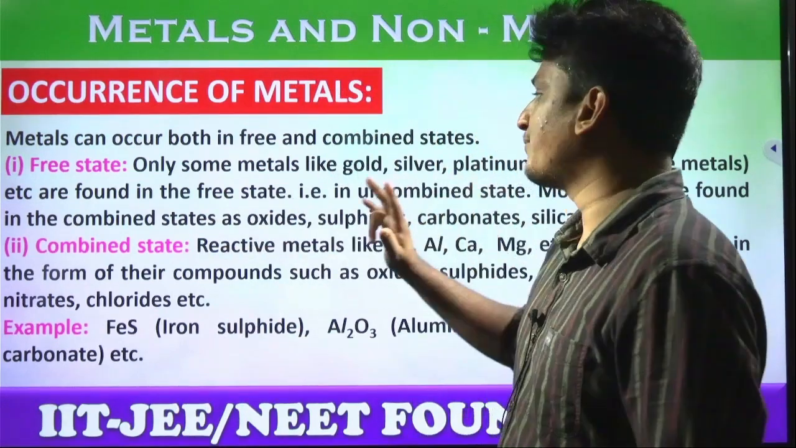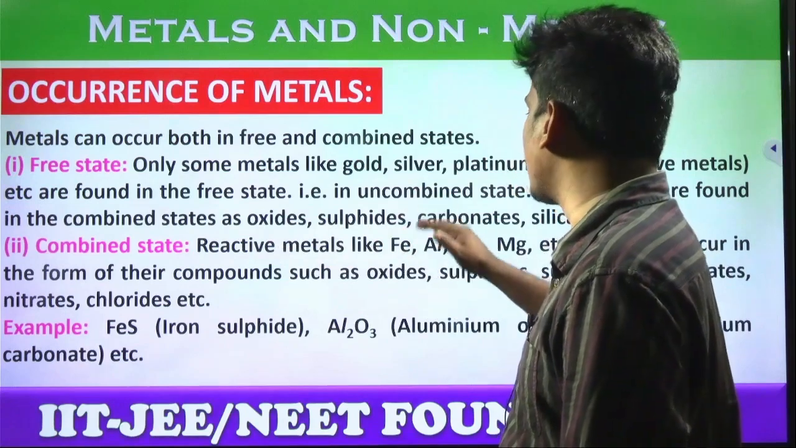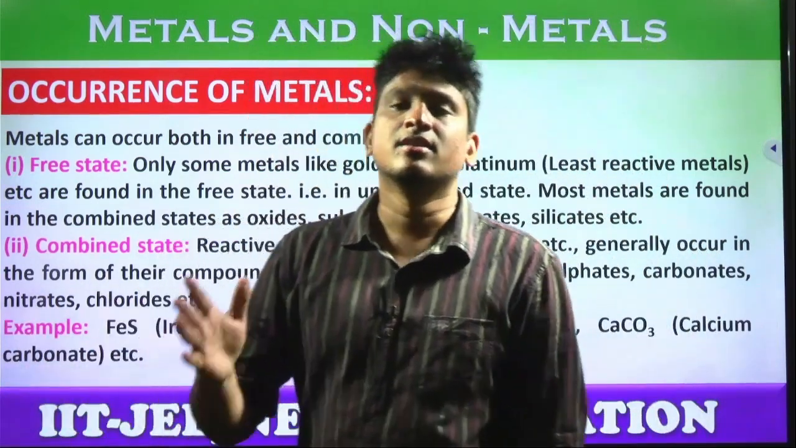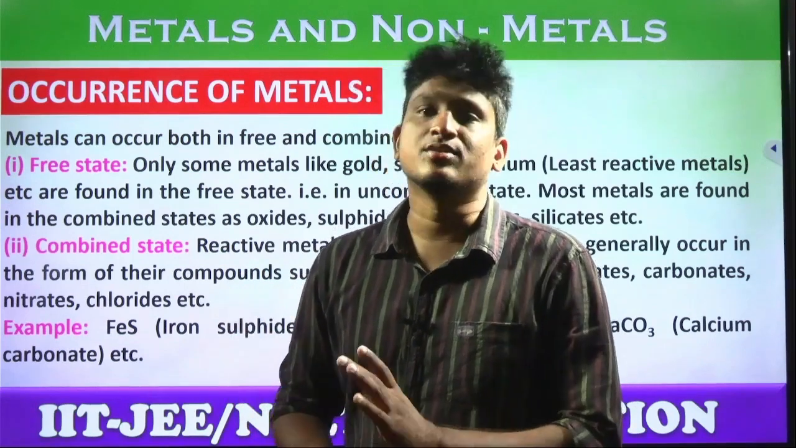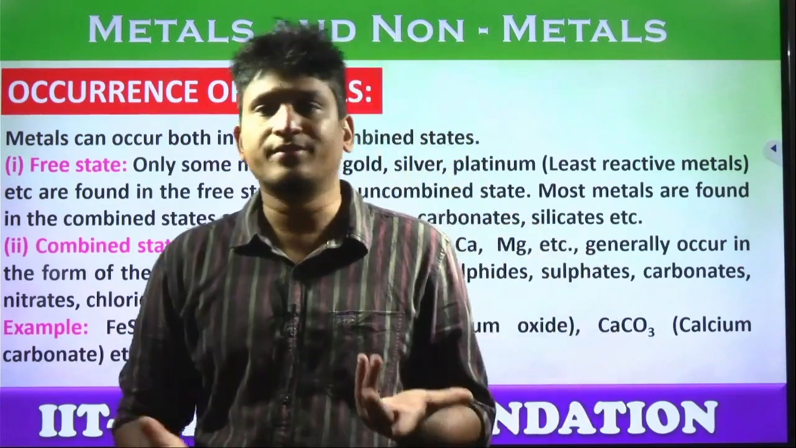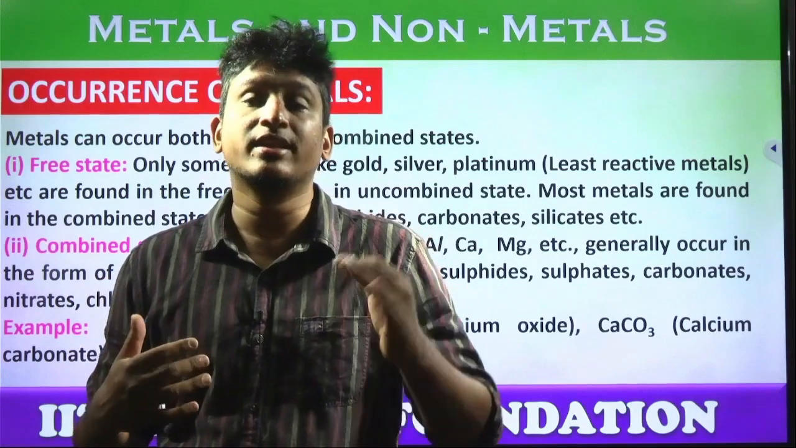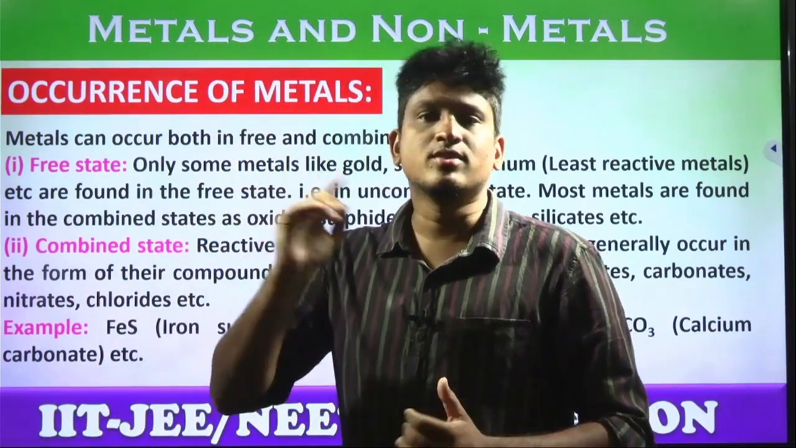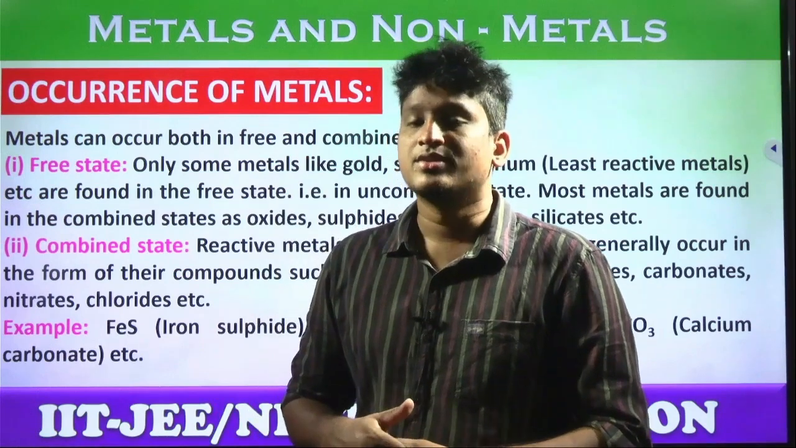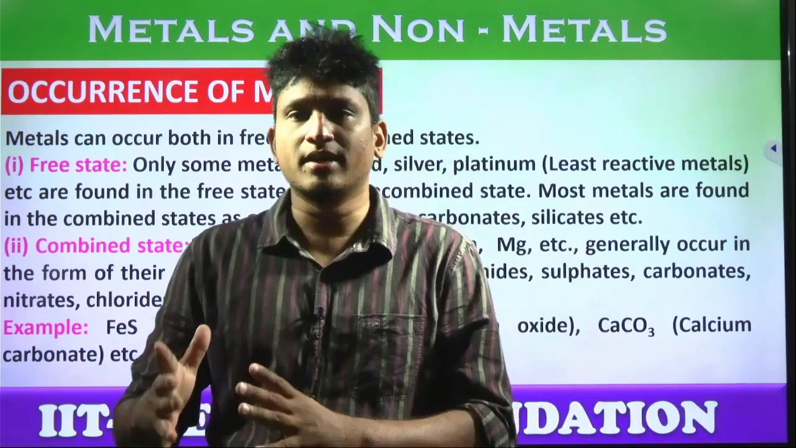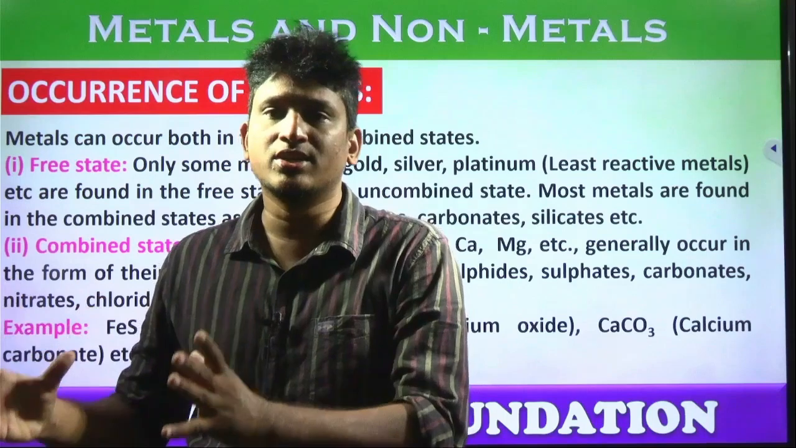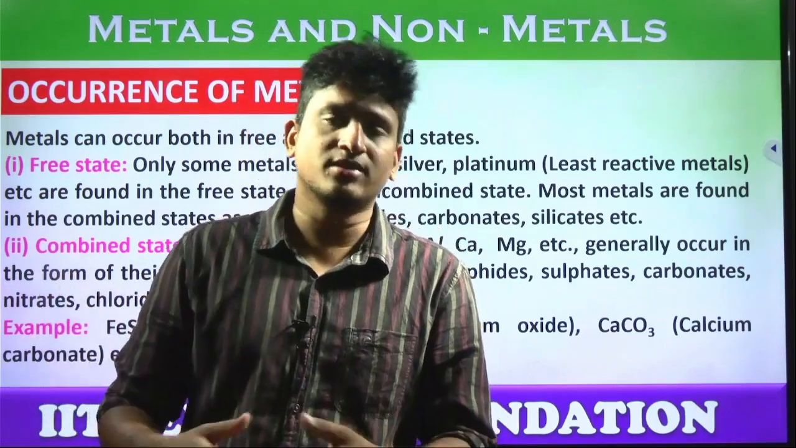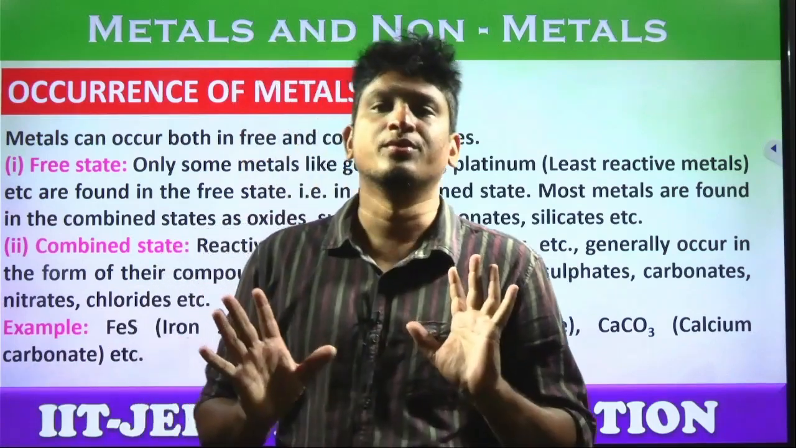Most of the metals are found in combined states as oxides, sulfides, carbonates, silicates, phosphates, nitrates, nitrites, all these combined states only. Majority of them are available in nature in their oxide form. What is oxide? O2- is oxide. So these metals combine with non-metal oxygen and exist in nature mainly as oxides. Of course carbonates also, phosphates also, sulfates, nitrates also.